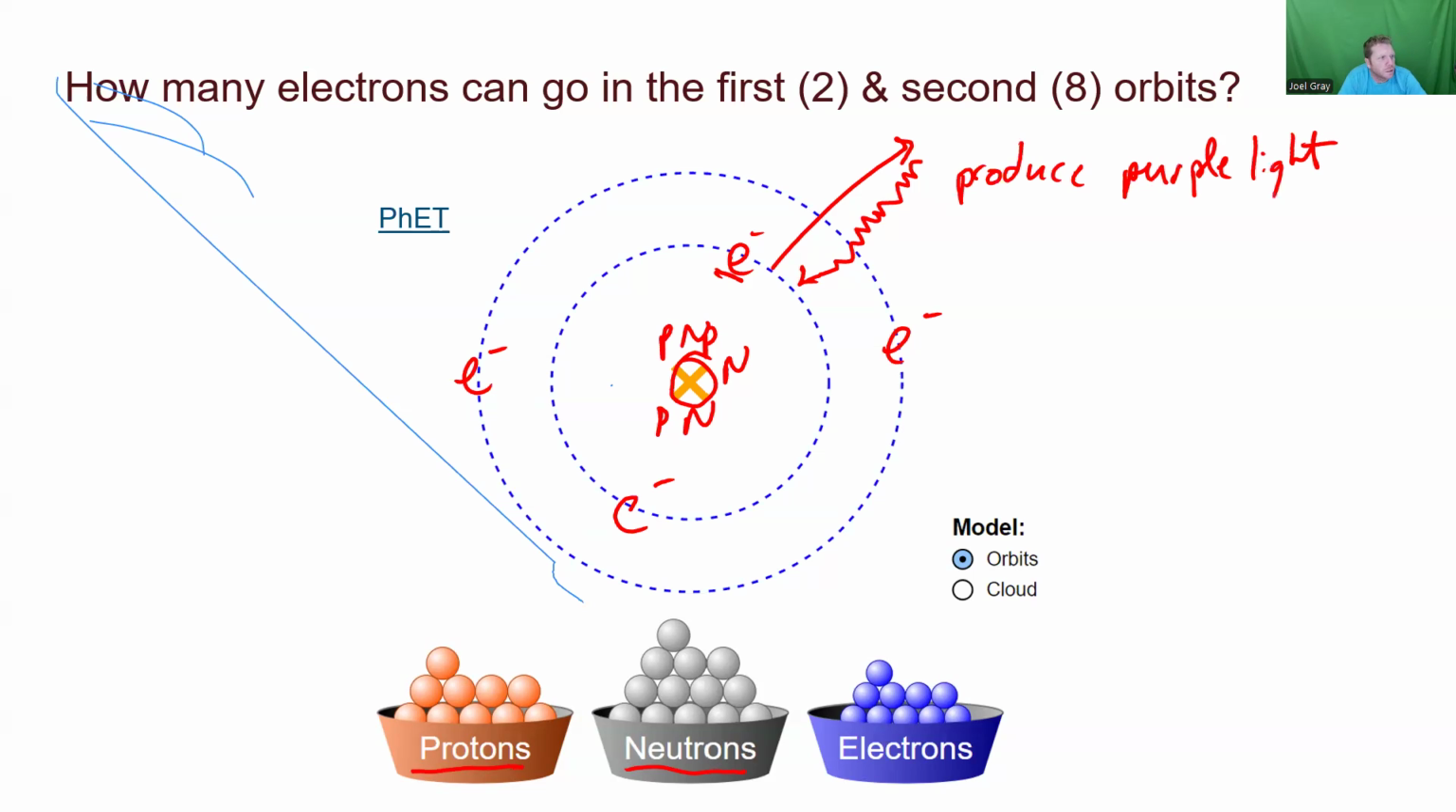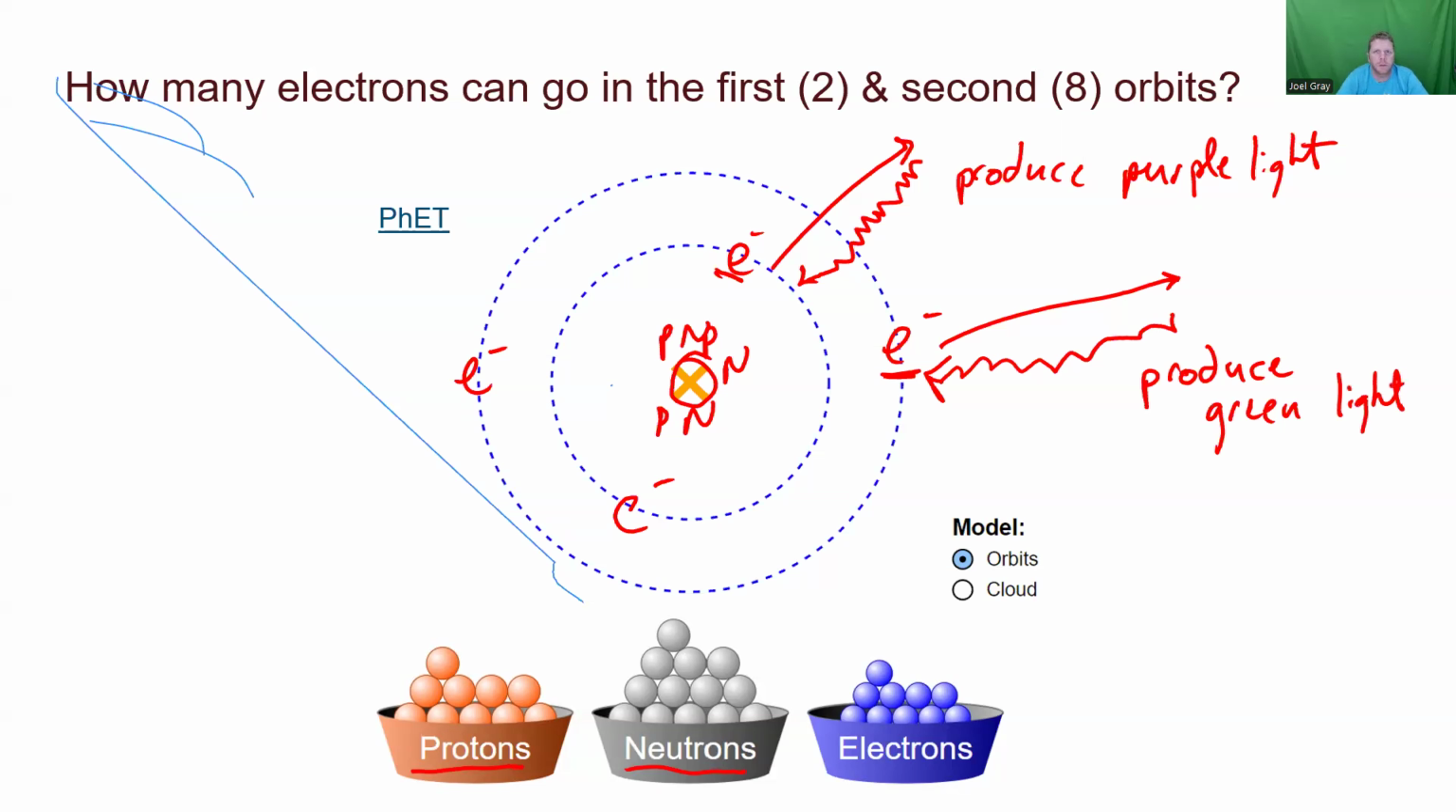Okay. This electron right here is at a higher energy level because it's farther from the nucleus. This electron that's farther from the nucleus is going to get shot up, and then it's going to settle back down. And whenever that settles back down, that's going to produce green light, for example.